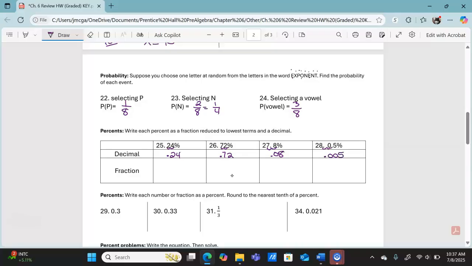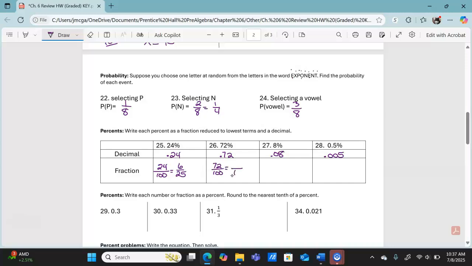Now, from the decimal, it's easy to write it as a fraction. And the percent sign literally means per 100. So this is 24 per 100. And again, you can see that right here. This is 2 decimal places, so 100. Both of these are divisible by 4, so we would get 6 over 25. And I do not believe that reduces any further. It does not. This would be 72 over 100.